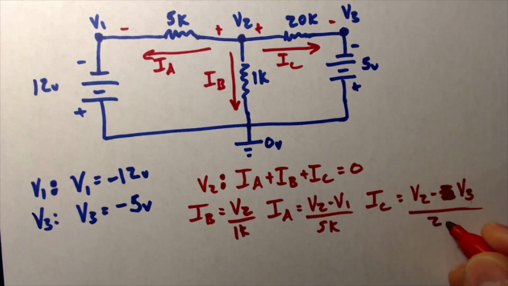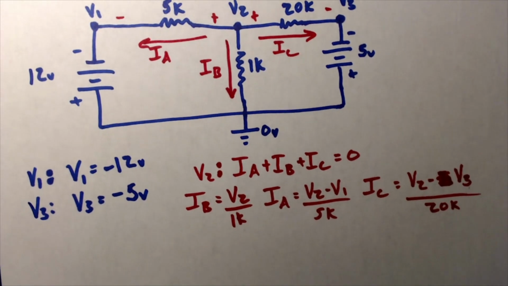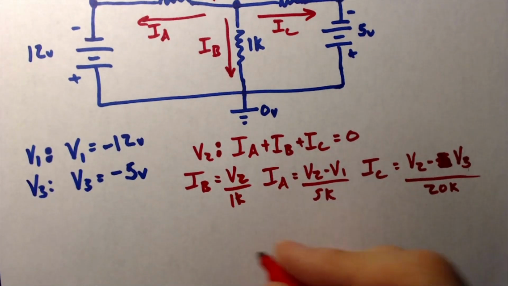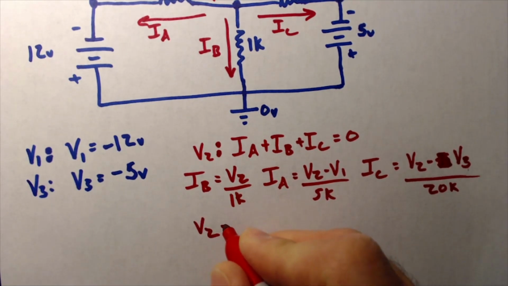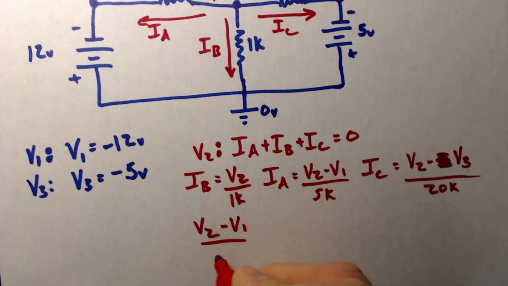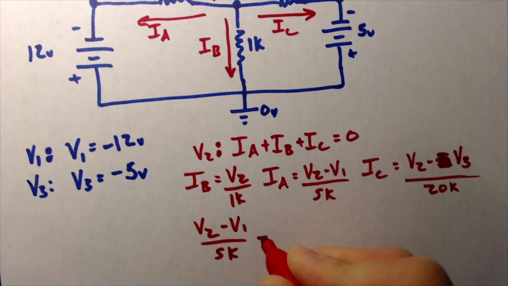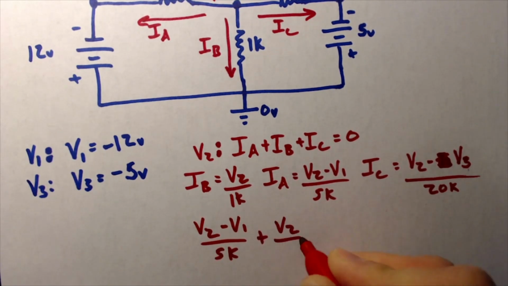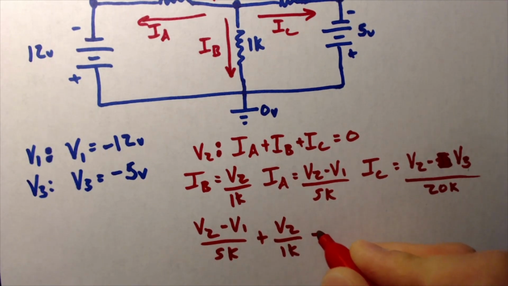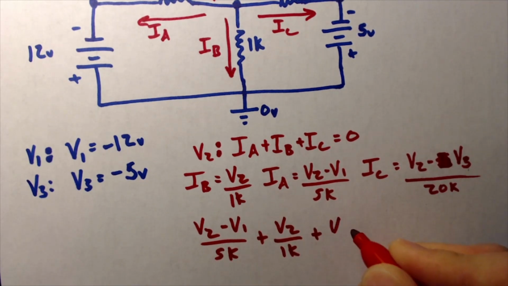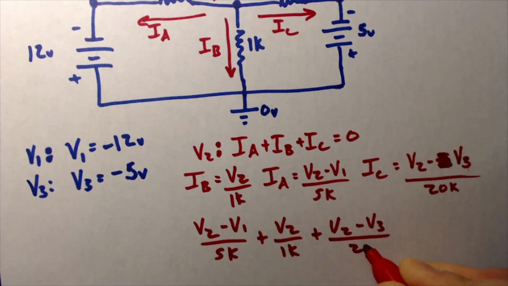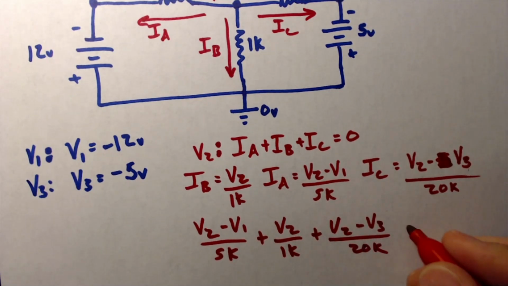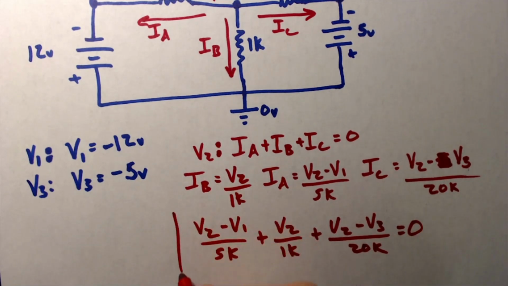All over 20K. All right, so let's go ahead and plug all of those back in. V2 minus V1 divided by 5K plus V2 divided by 1K plus V2 minus V3 divided by 20K. All of that equals 0.